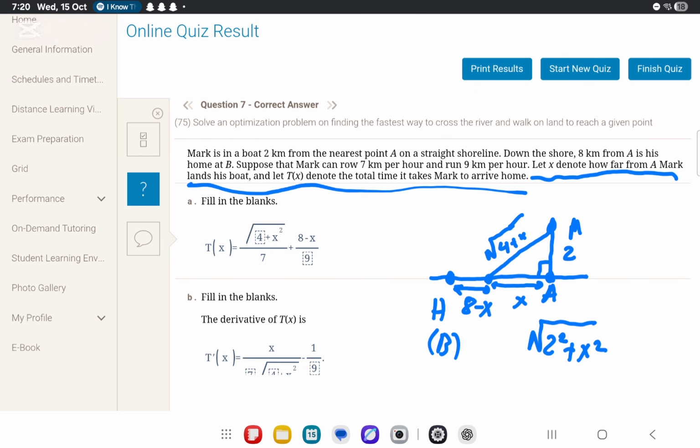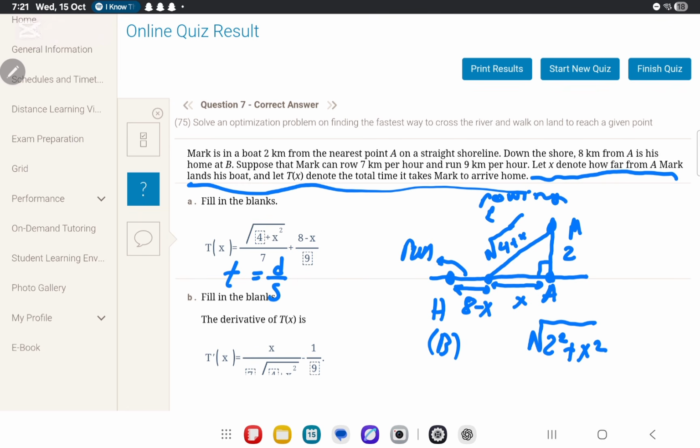Now, we know that speed, or time, because they want the function T of X as time. Time is what? Distance over speed. We have the speed given to us when he rows. This is him rowing. This radical, this hypotenuse here, is when he's rowing. And this distance here is when he is walking, or running, whatever. Let's say run.